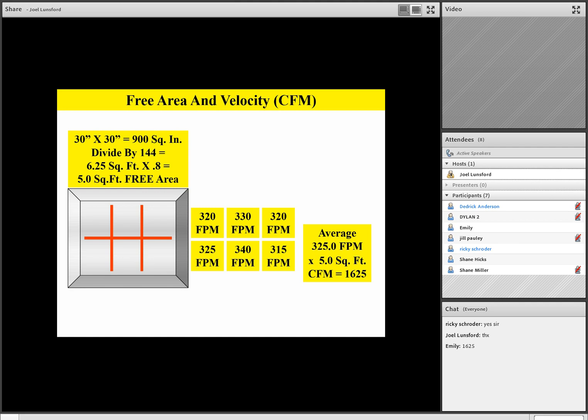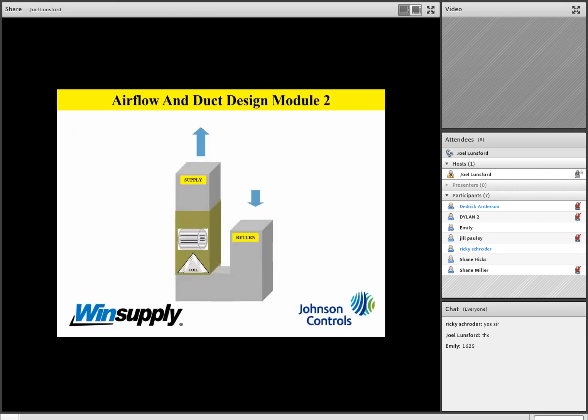Okay. Well, at this time we're going to jump into our airflow and duct design module number 2. And what I normally like to do at this point is give everyone the opportunity to stretch, if they need to. So if you'll go ahead and unmute your mics at this time, does anyone need to take a quick break, or should we go ahead and continue with module number 2 to push on through the rest of the day?